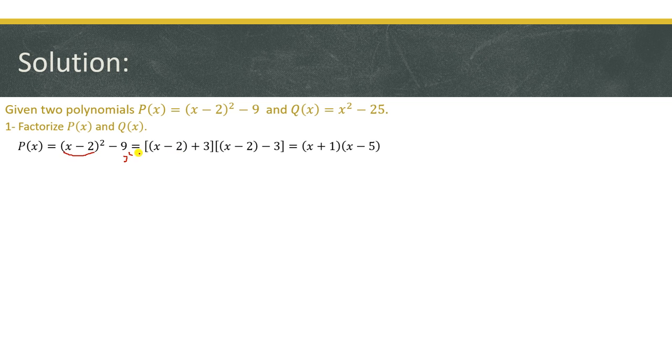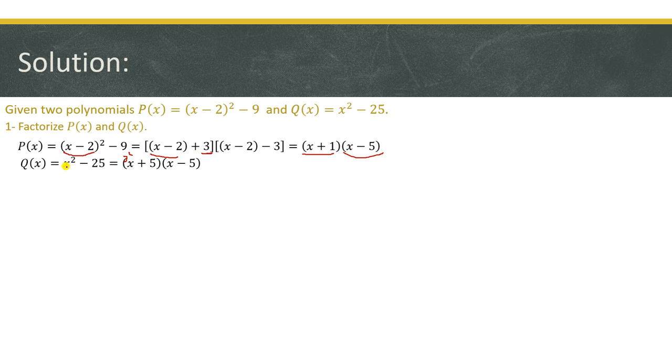This means x minus 2 plus 3, because 3 squared equal to 9, and x minus 2 minus 3. By simplifying inside the brackets, x minus 2 plus 3 is equal to x plus 1, and x minus 2 minus 3 is x minus 5. Okay, reducing inside the brackets. Now we will factorize q of x.